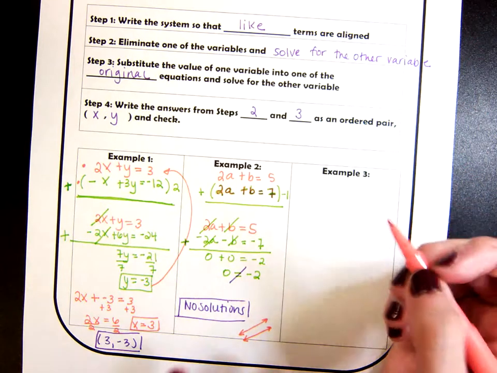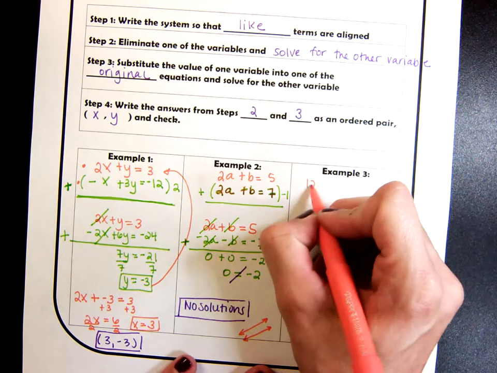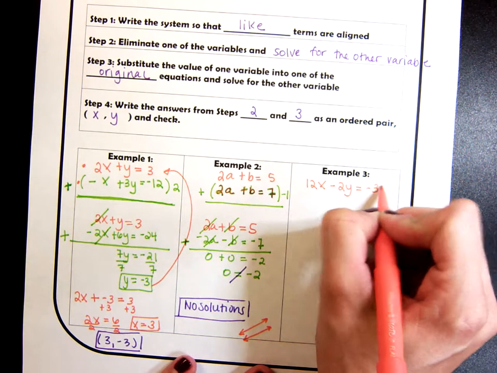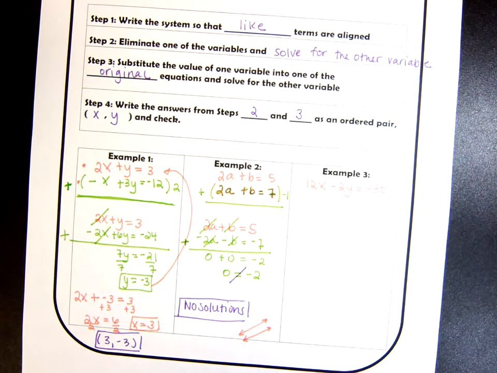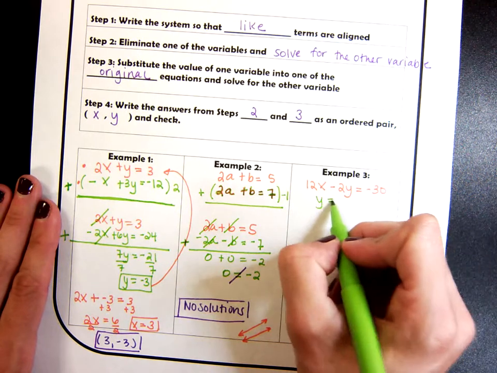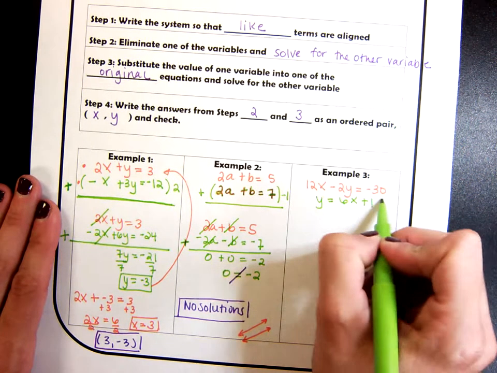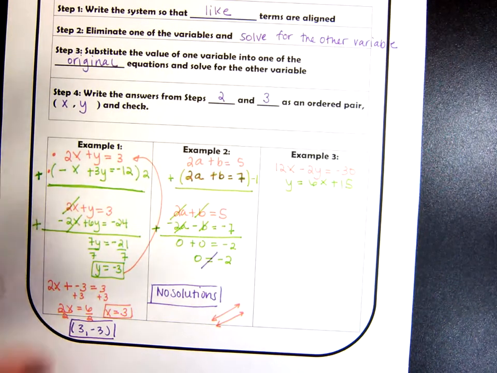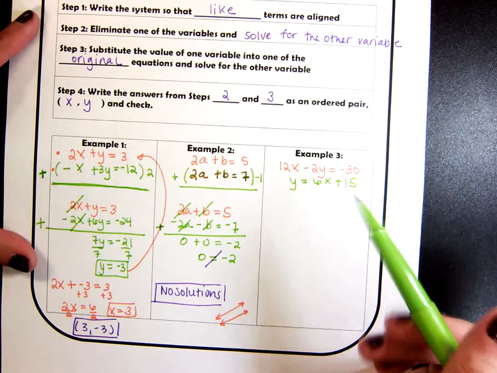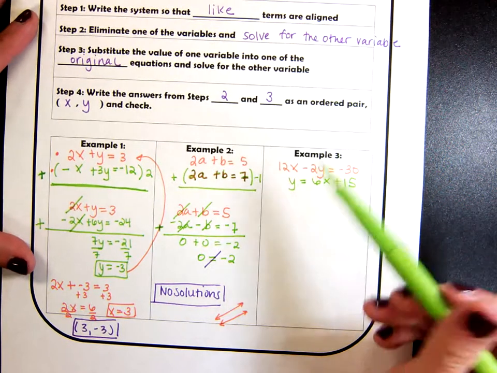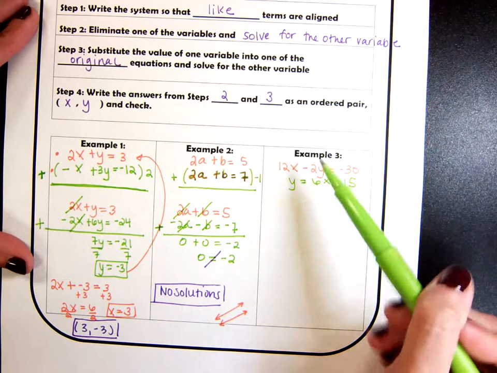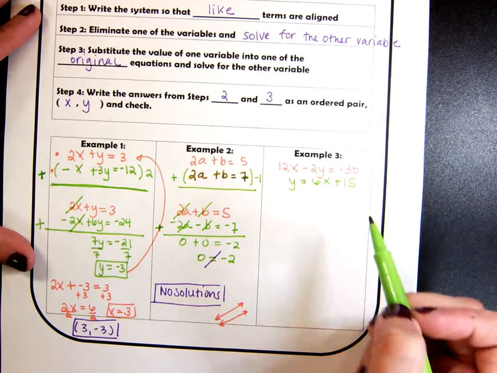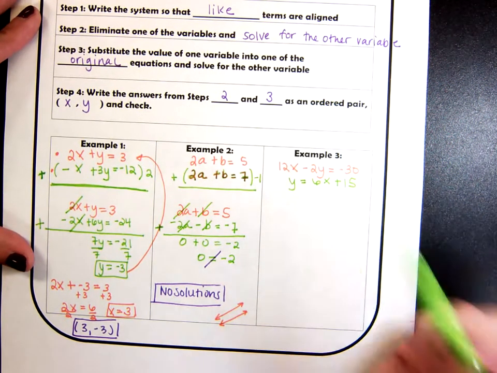Write my first equation. I've got 12x minus 2y equals -30. And y equals 6x plus 15. Okay, well here we come across something that we haven't seen yet. So we've got step 1, are my like terms aligned? Well, we see that they're not. So we've got to do something to get our terms aligned.